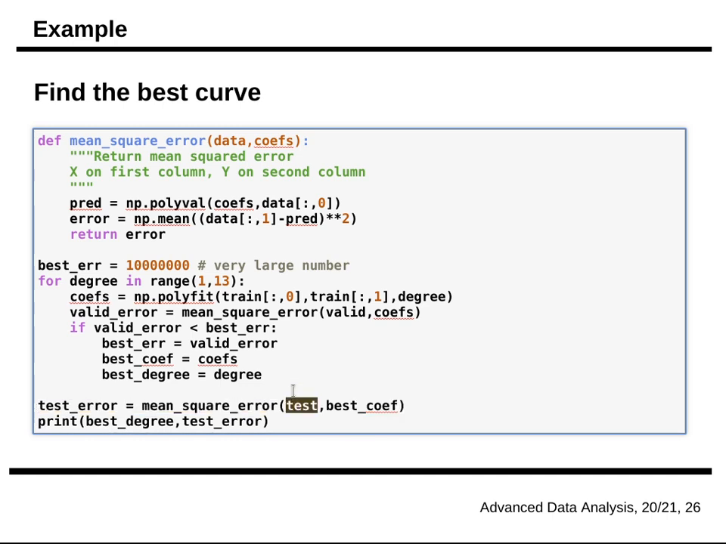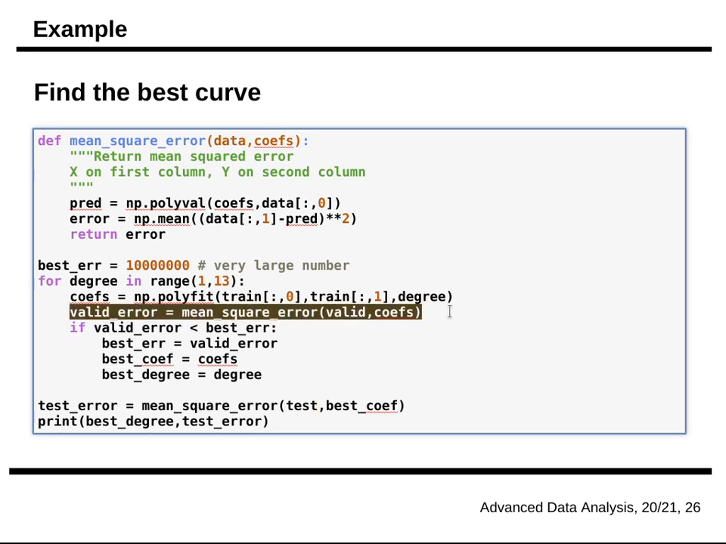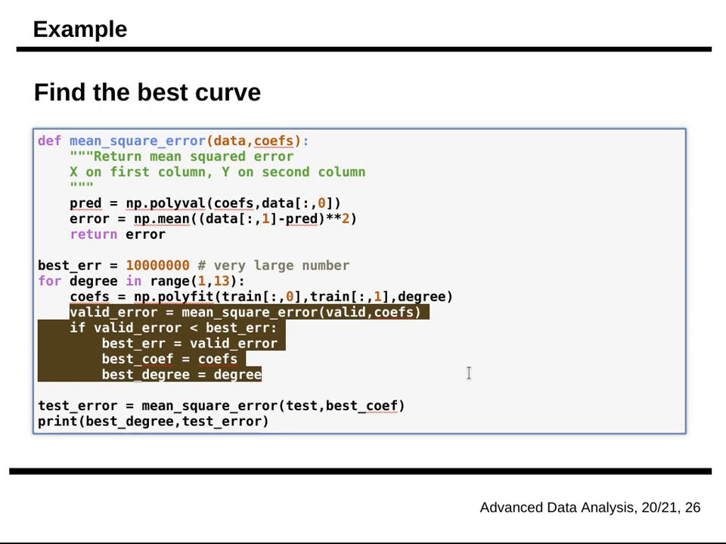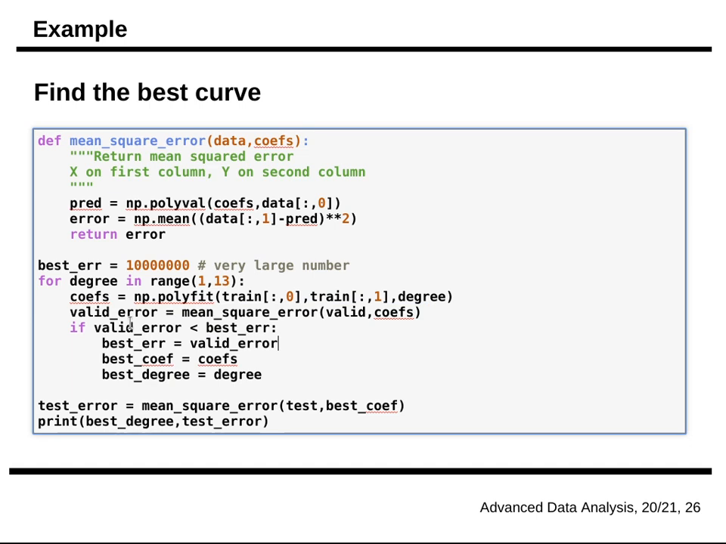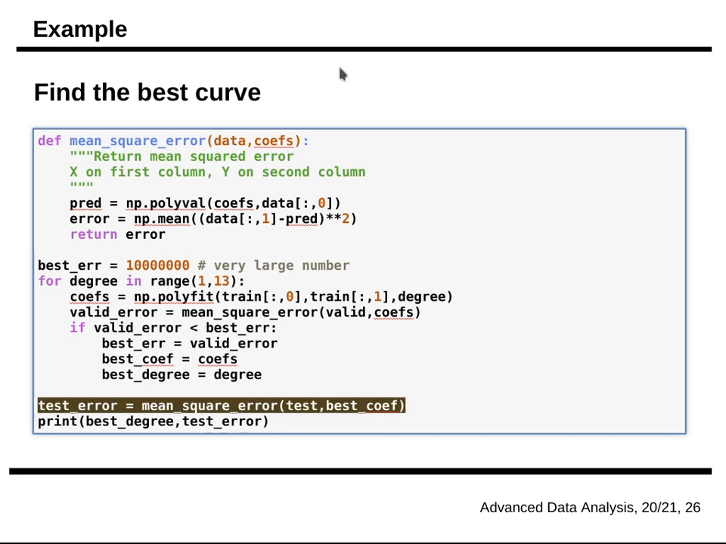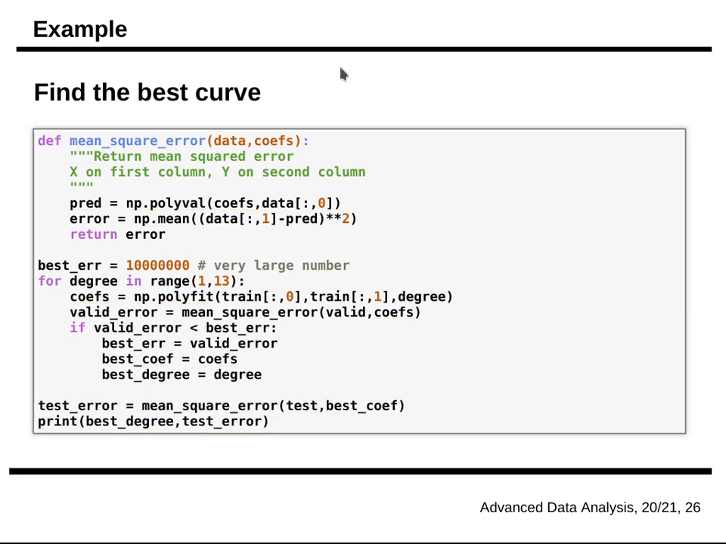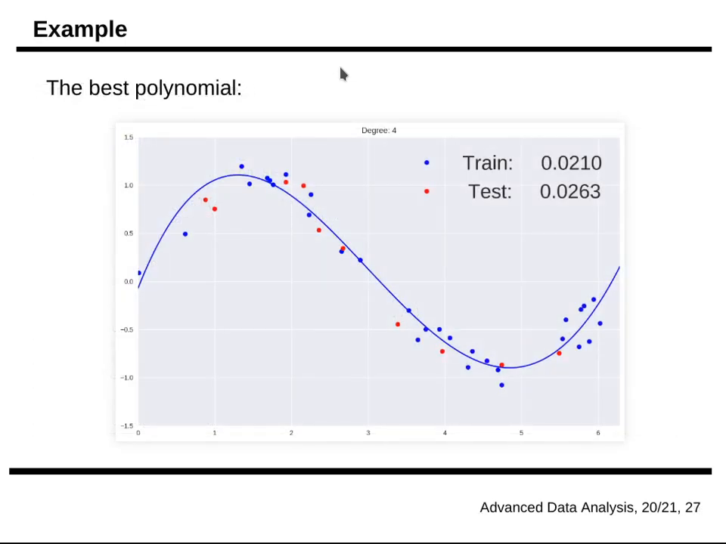And this gives us an unbiased estimate of what the true error would be. So remember that because we are using the validation set to choose the best degree and the best curve, these validation errors will be biased because we are choosing the smallest one. And that's why we need the test error to have an unbiased estimate of the true error of our final curve. So in this case, this could be the result. In this case, it was degree 4 with this error here.